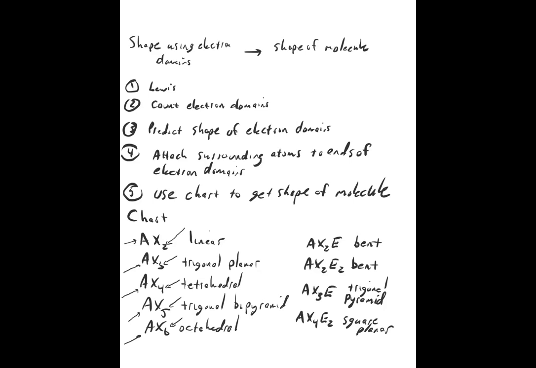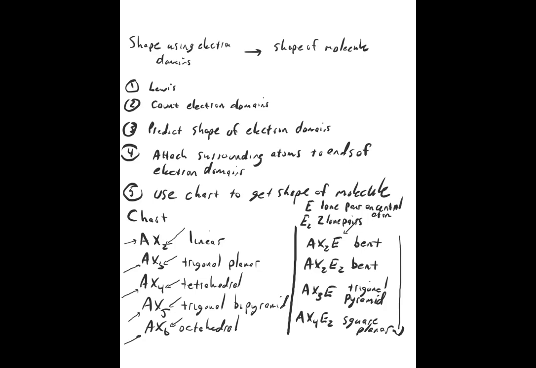But now notice this second part over here on the right. They all have E or E2. E means you have a lone pair on the central atom, and E2 means you have two lone pairs on the central atom. That's how that part of the chart differs. If you have a lone pair, which we represent as an E, that changes the shape. If you have two lone pairs, that changes the shape. And now we have new names that I haven't given you before: bent, trigonal pyramid, and square planar. These are new shapes, okay?